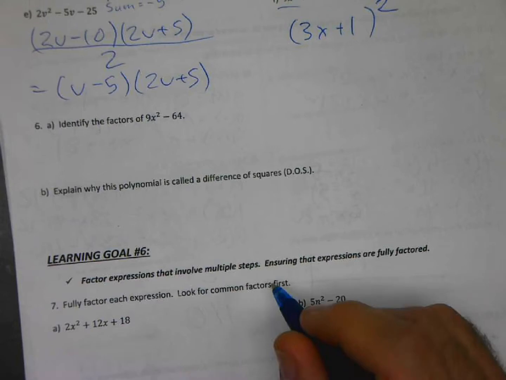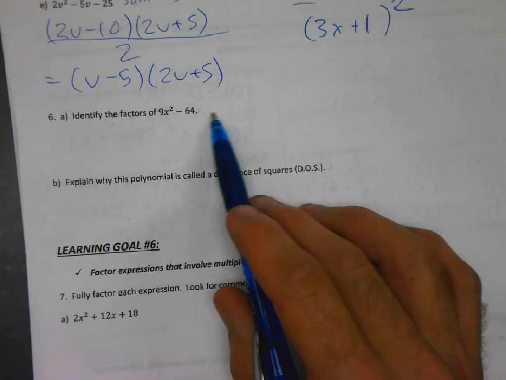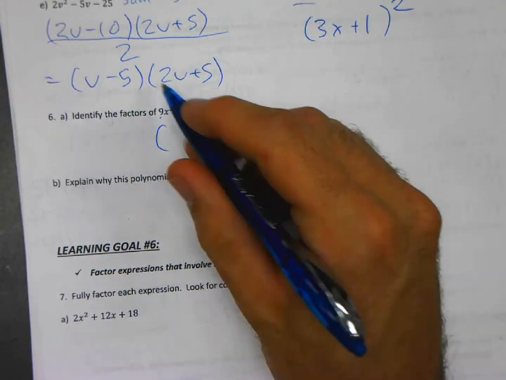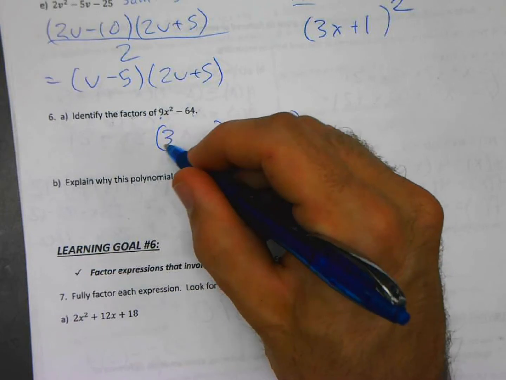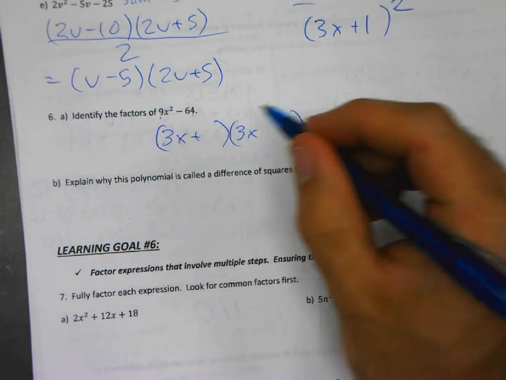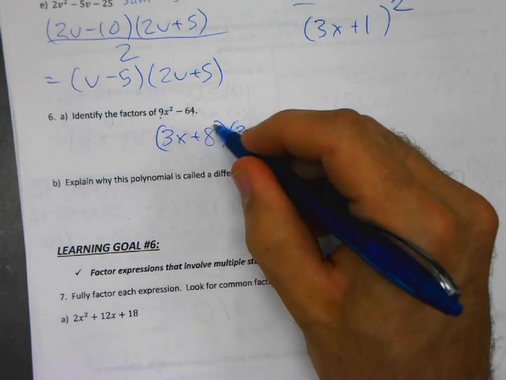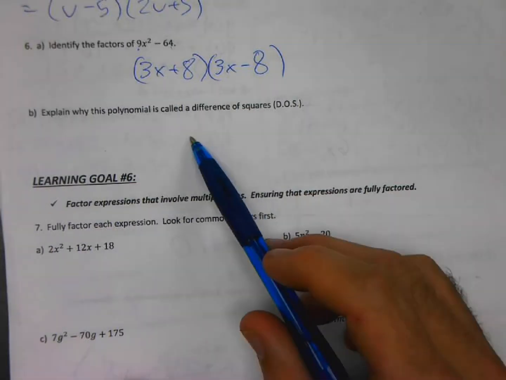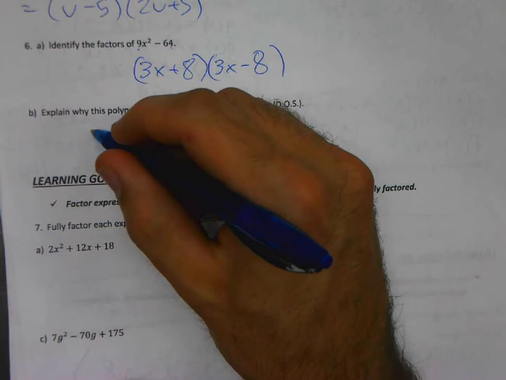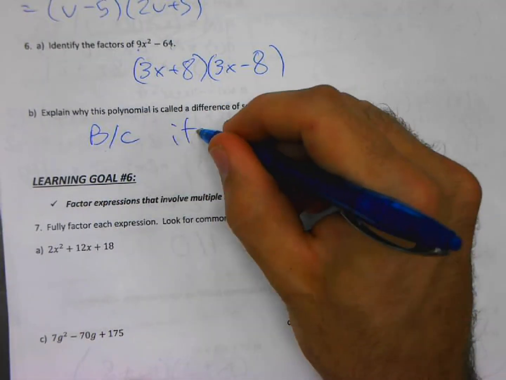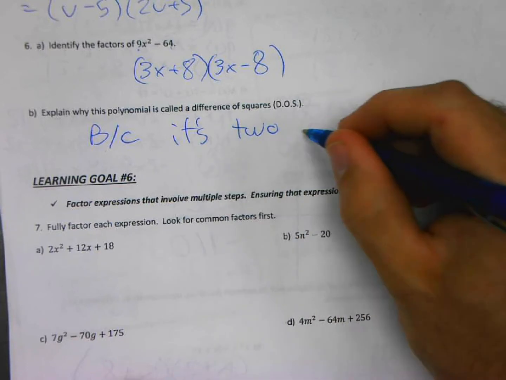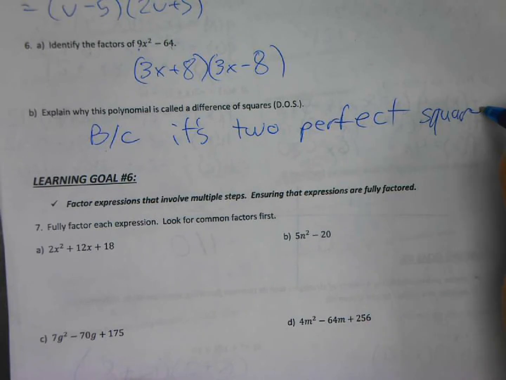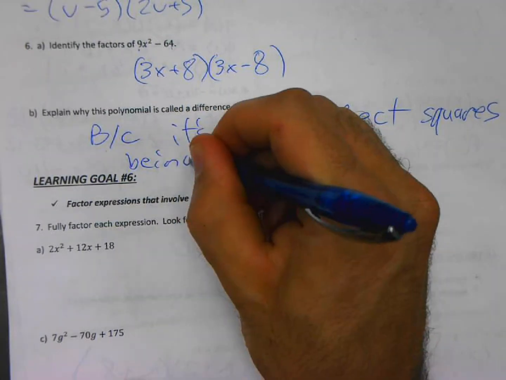Next one. Identify the factors means factor this. This is a difference of squares because it's a perfect square minus a perfect square. So the square root of 9x squared is 3x. 3x plus or minus the square root of 64, which is 8. That's all there is to that one. Explain why this polynomial is called a difference of squares. Because it's two perfect squares being subtracted.